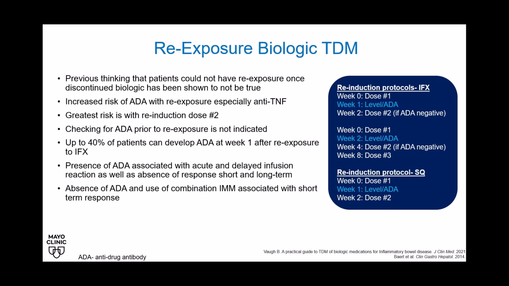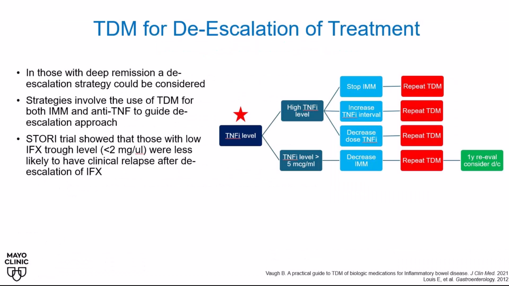If not, then you can do that second reinduction protocol that's right here, which is you test at 2 weeks and you give dose number 2 at week 4 instead of week 2. But here's where you could use therapeutic drug monitoring and re-exposure to biologic therapies. And then de-escalation.